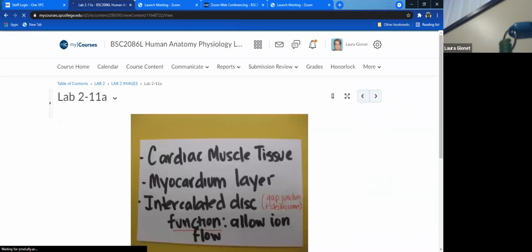Okay. Cardiac muscle tissue, myocardium, intercalated discs.